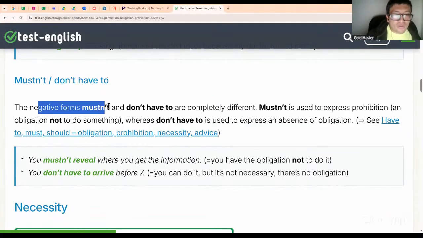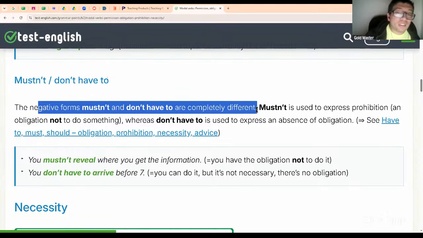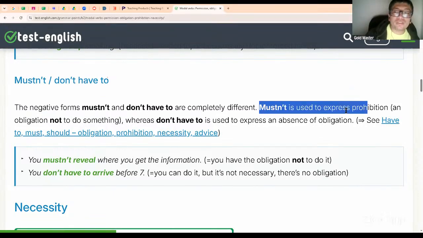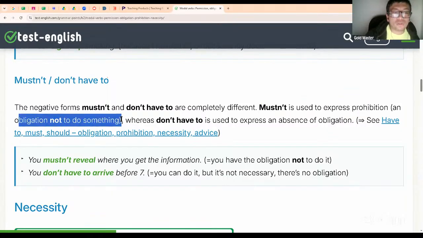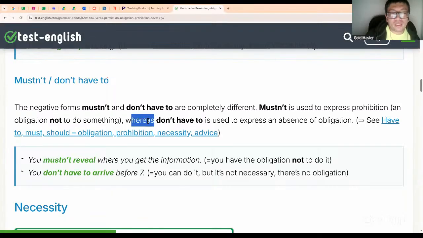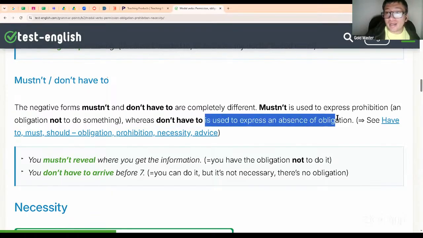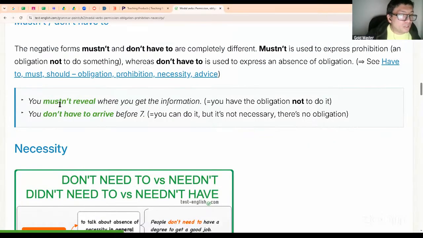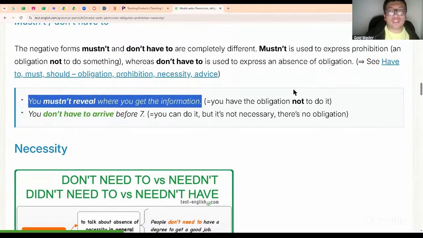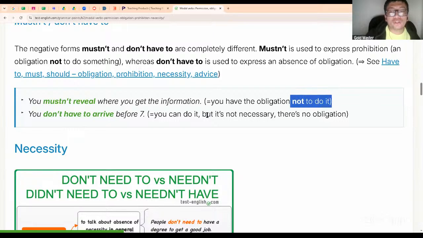The negative forms mustn't and don't have to are completely different. Mustn't is used to express prohibition and obligation not to do something. Whereas, by the way, whereas means mientras que, don't have to is used to express an absence of obligation. If you say, you mustn't reveal where you got that information, that means you have the obligation not to do it.